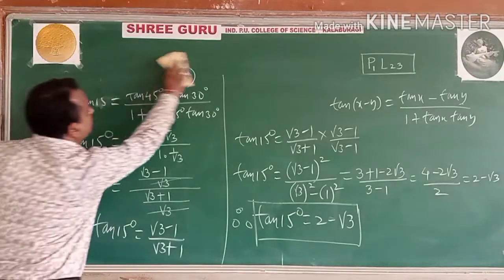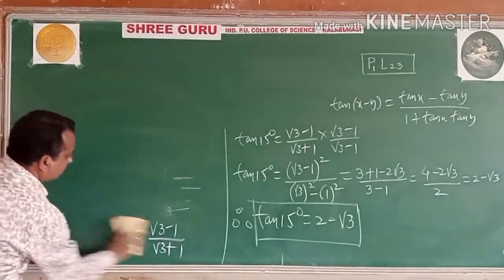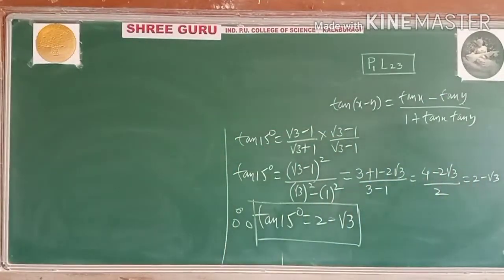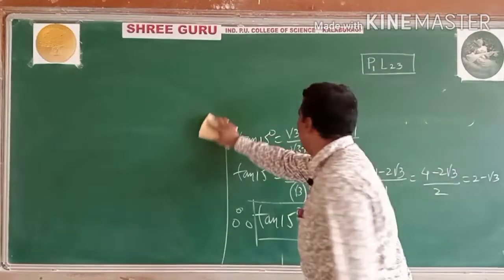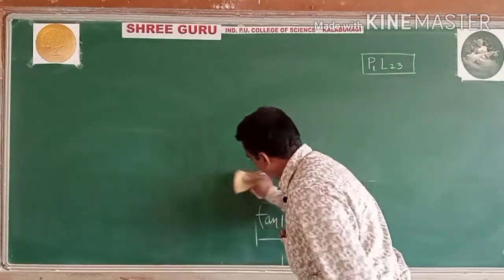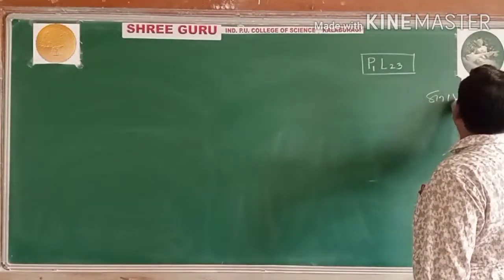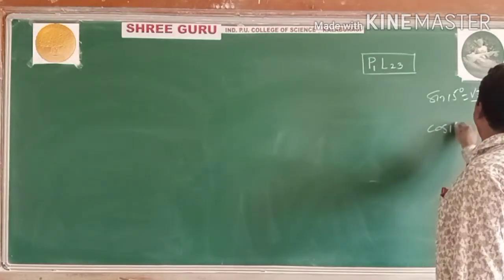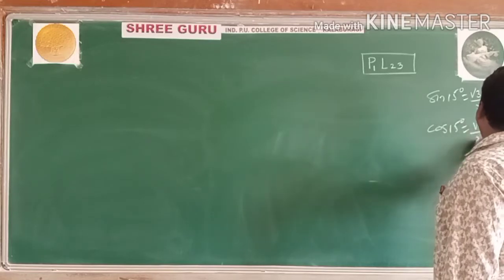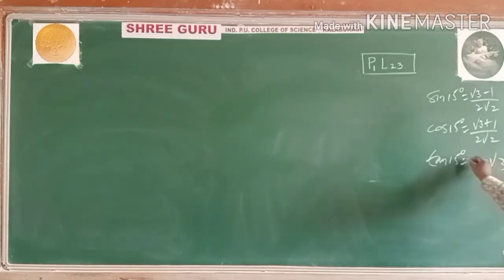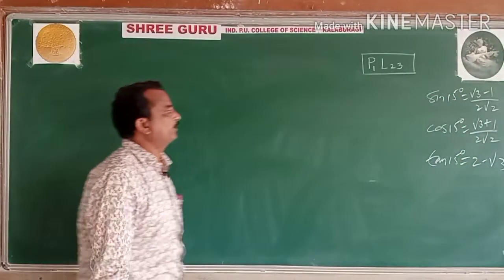Now similarly we will go for the remaining examples, students. This is the first example. Here we have calculated sin 15, cos 15 and tan 15 degrees. Now let us see the next type of examples. See what we have calculated here. Sin 15 we have calculated (√3 minus 1) divided by 2√2. Cos 15 we have calculated (√3 plus 1) divided by 2√2. Tan 15 degrees, 2 minus √3 you get. So these are the three values we have calculated here.